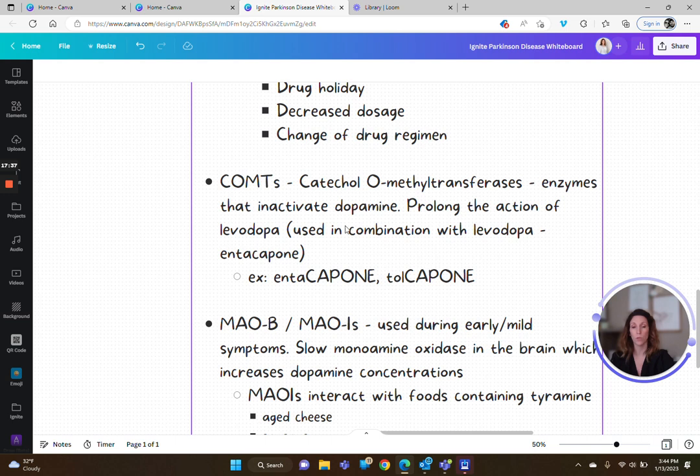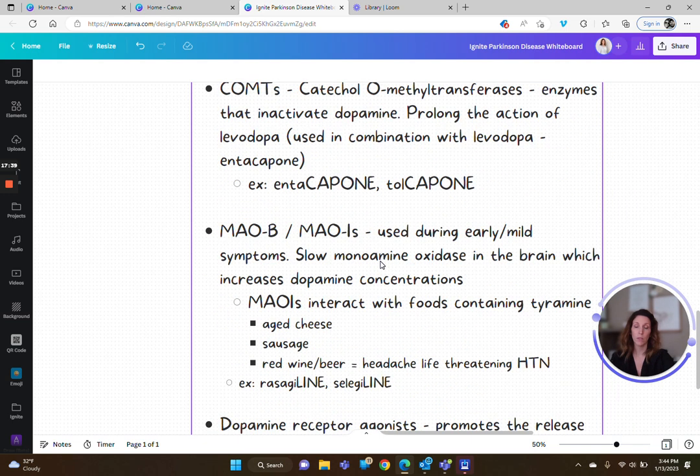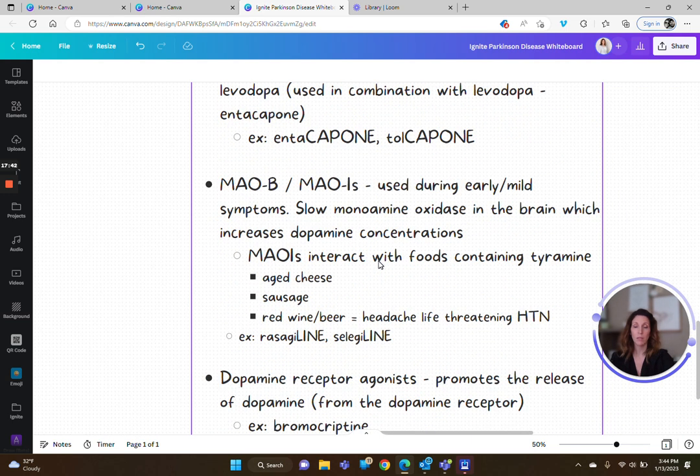And then we have MAOBs, or they may also be called MAOIs, and they're used for early and mild symptoms, and they slow monoamine oxidase in the brain, which increases dopamine concentration. So it helps to make more dopamine. That's basically what a lot of these medications do, is they either keep the dopamine from breaking down too fast, or they make you think you got more dopamine, or they give you more dopamine.